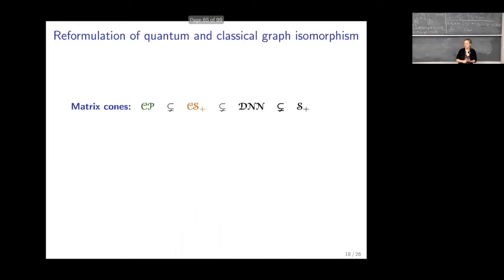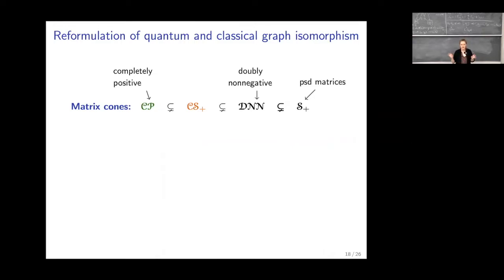The cones that I'm going to look at are the following ones. The rightmost one is the cone of positive semidefinite matrices. And then DNN is doubly non-negative, so that means you are positive semidefinite and entry-wise non-negative. And then CP is completely positive. One way to think of PSD matrices is that they are Gram matrices of vectors. So for completely positive, I'm requiring that it's a Gram matrix of vectors that are entry-wise non-negative.